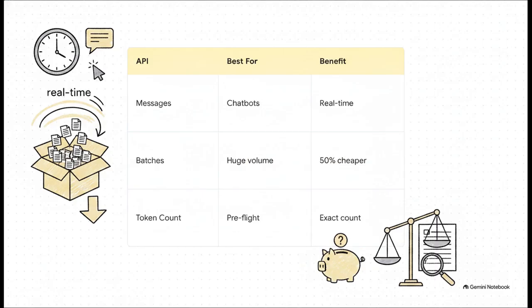Oh, and before you commit to a massive generation run, you can use the token counting API. It takes the exact same payload shape and gives you a pre-flight exact input token count so you can easily verify your rate limits or estimate your costs before spending a single dime.